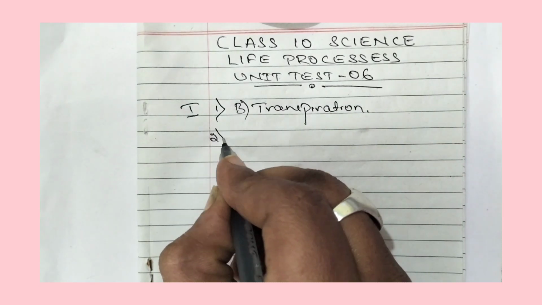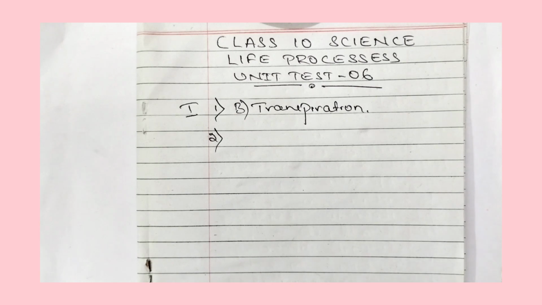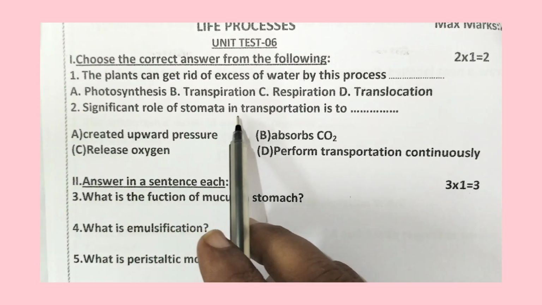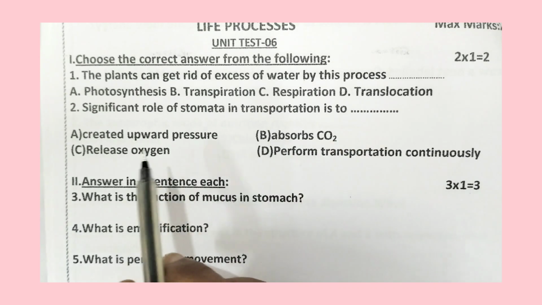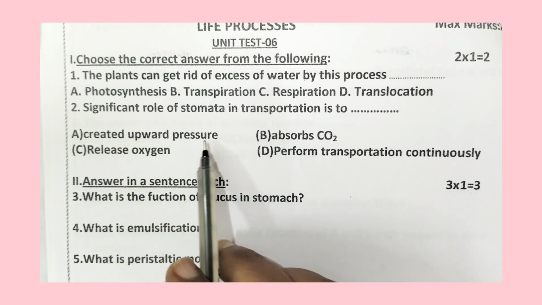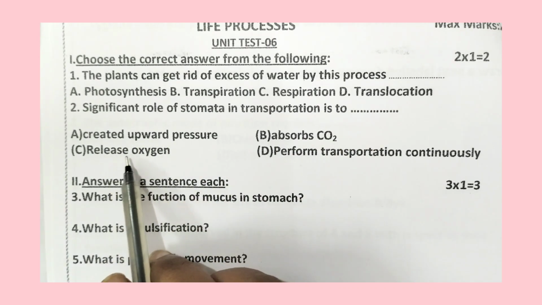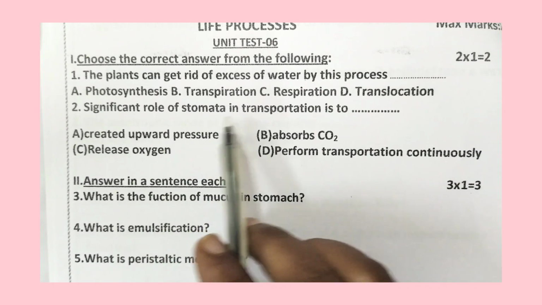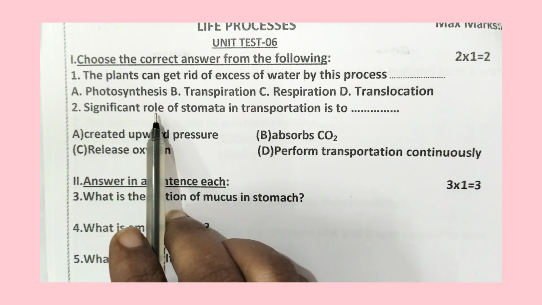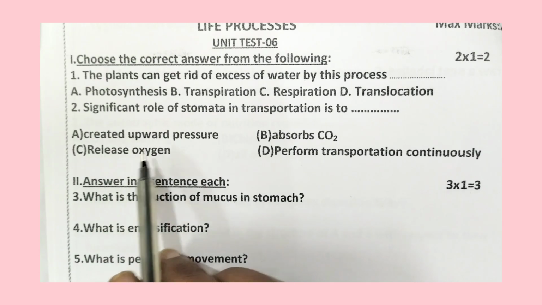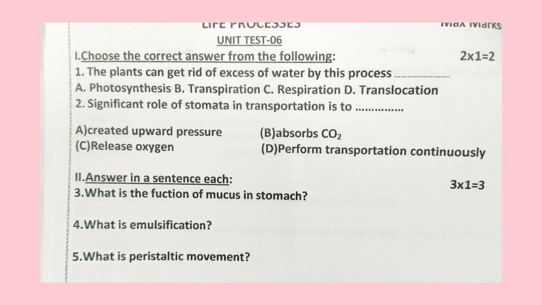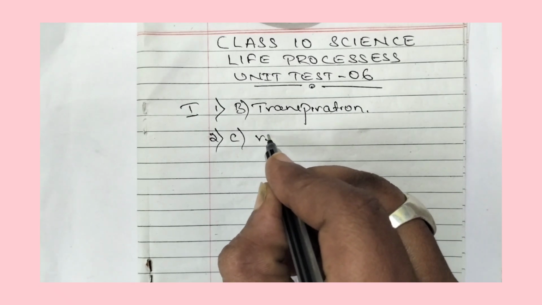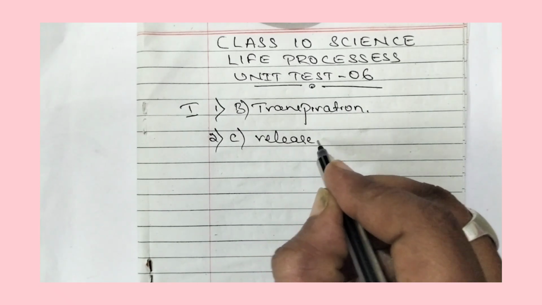Now let us move to the second question. The second question is: the significant role of stomata in transportation is to dash: create upward pressure, absorb carbon dioxide, release oxygen, perform transportation continuously. Among these four options, the significant role is to release oxygen. That is option C, release oxygen.